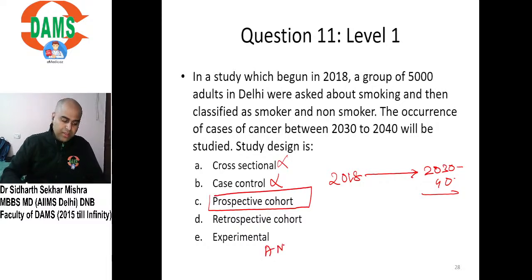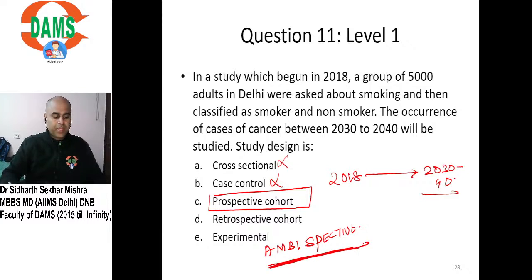Now guys, if in this question we would have ambispective cohort, then ambispective cohort would have been a better answer. I hope I'm clear with this.